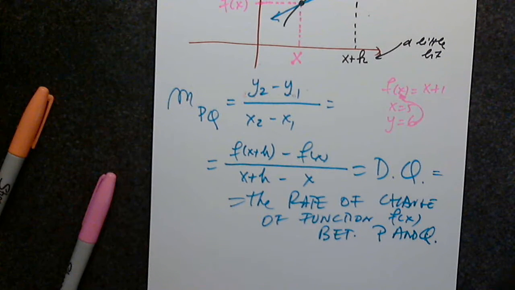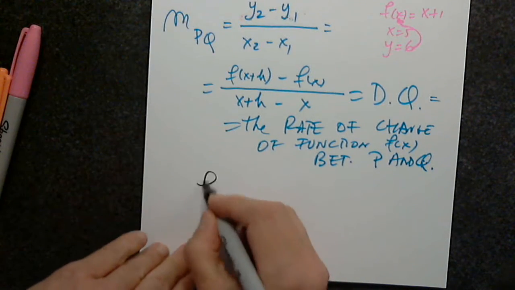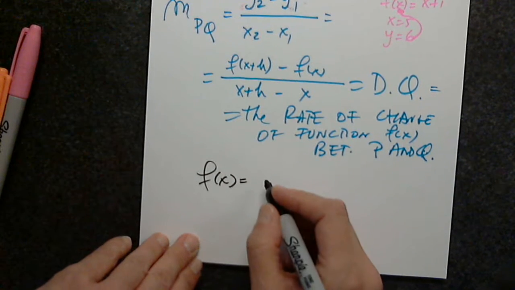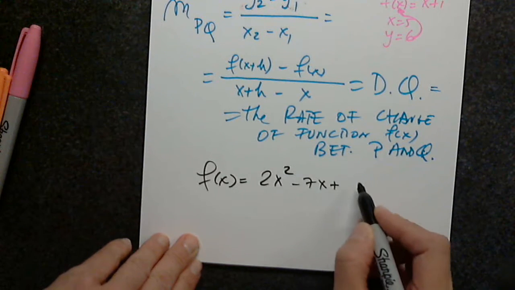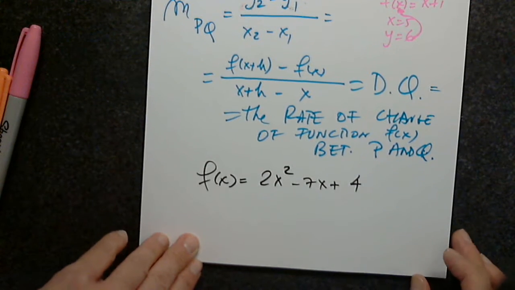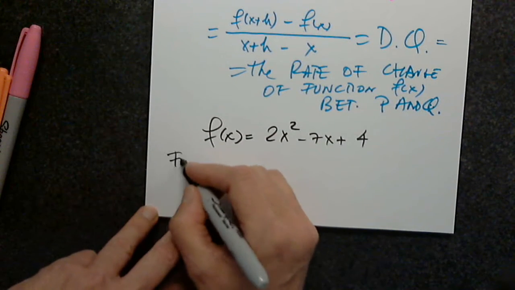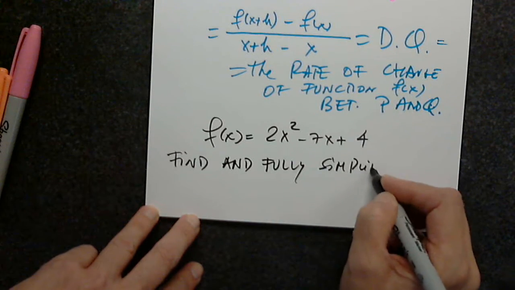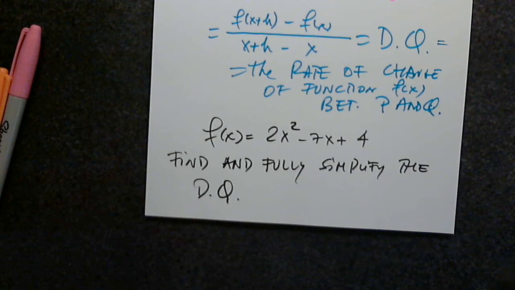So now please give me a quadratic function. Any quadratic function you can think of. Yes, just dictate and I'll write it. 2x squared. Okay, awesome. Minus 7x plus 4. Excellent. Is this a quadratic function? The question is asking us this. Find and fully simplify the, what do you think? The difference quotient. Exactly. Find and fully simplify the difference quotient.